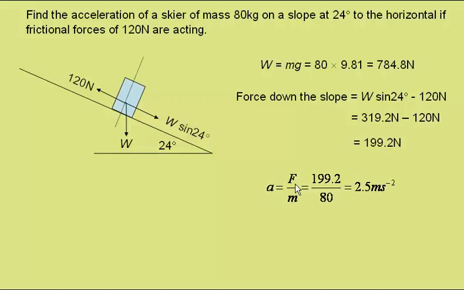Using a equals F over m, that then gives 199.2 newtons over 80 kilograms, giving an acceleration down the slope of 2.5 meters per second squared.